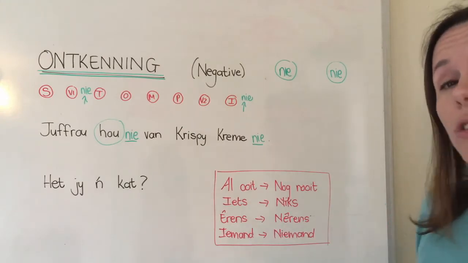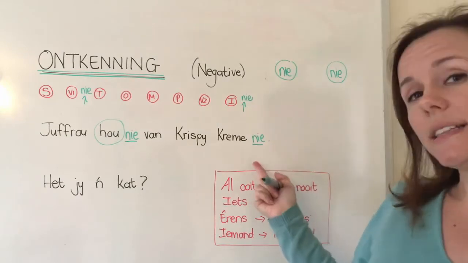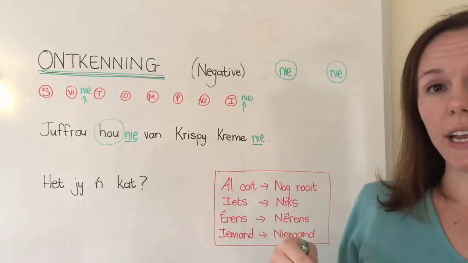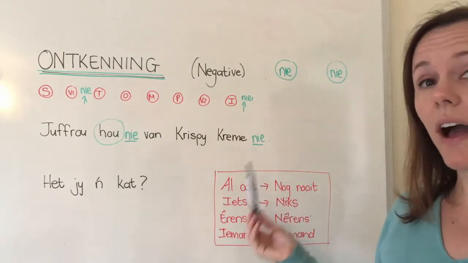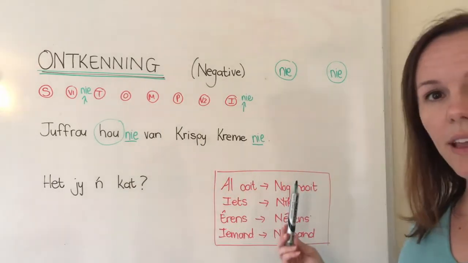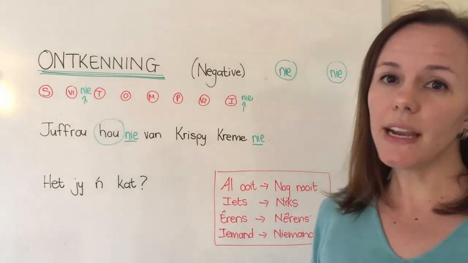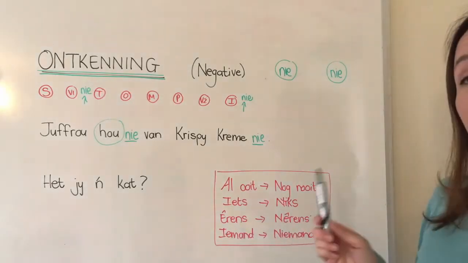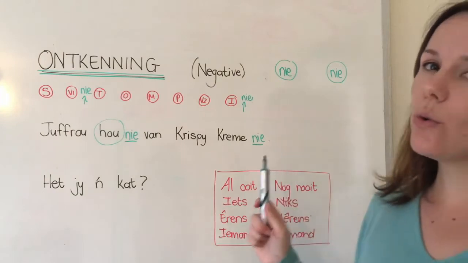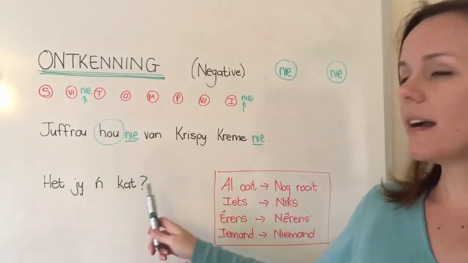Now I can also ask you to do the opposite of this. I can give you the negative sentence and you change it into the positive. So if I gave you Juffrou hou nie van Krispy Kreme nie, then you change it to Juffrou hou van Krispy Kreme. Okay, now when we have a question like this one, het jy 'n kat?